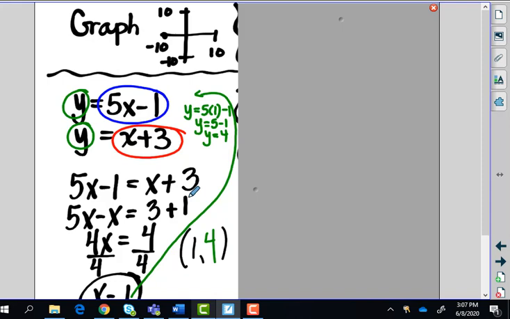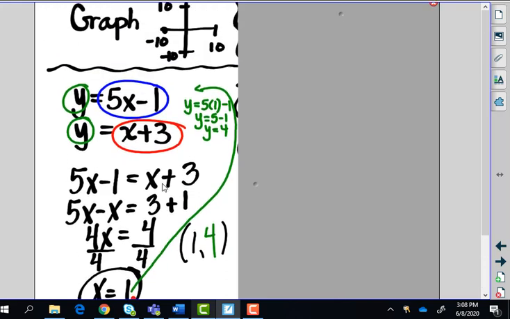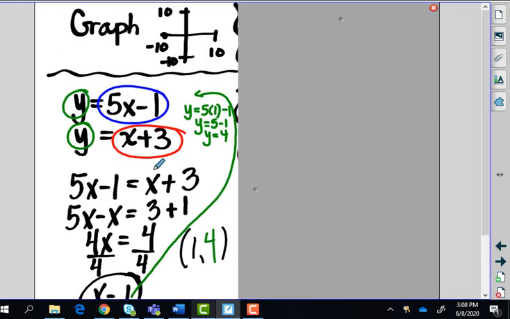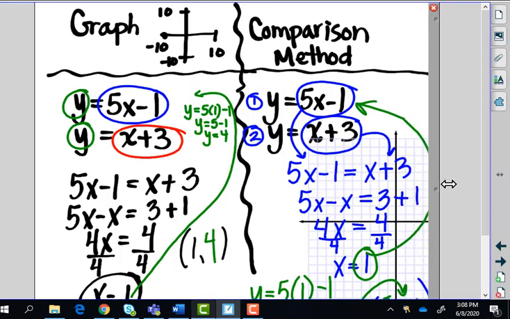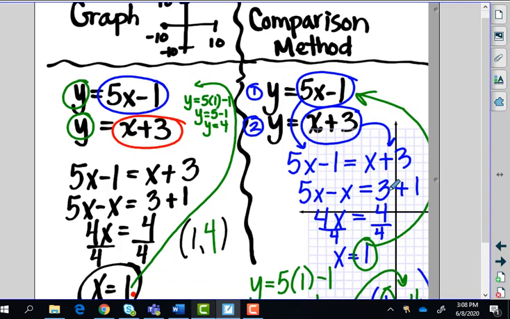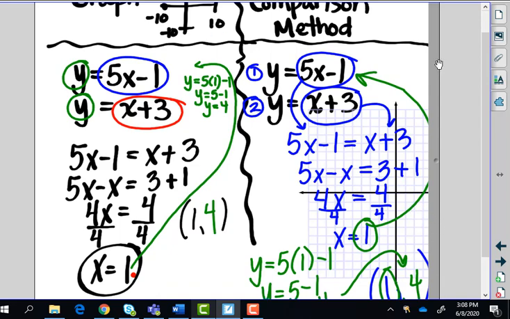This is one I did with graphing and comparison, just to kind of see the difference. So I have the graphing one here. Where is it here? Oh, I guess I got the graphing on the other side. Graphing and then comparison. Let me just get rid of this extra stuff here.